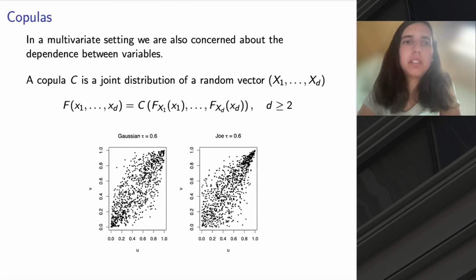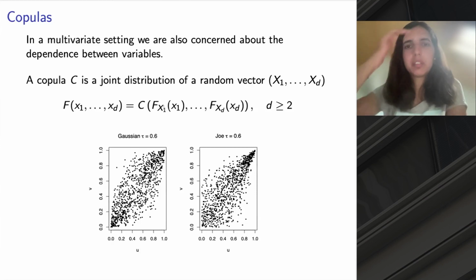So I'm just introducing what a copula is. A copula is a joint distribution of a random vector x1 to xd, given by this equation. So we have the joint distribution defined by the copula, and then we just need the marginals of each variable.